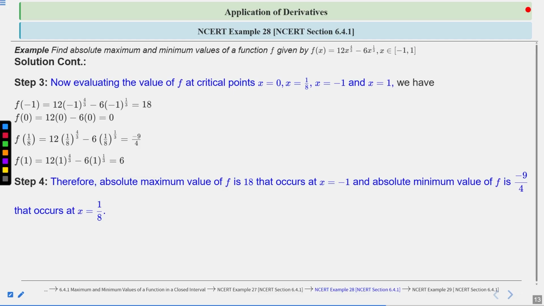And the absolute minimum value of f is minus 9/4. That occurs at x equal to 1/8, right?